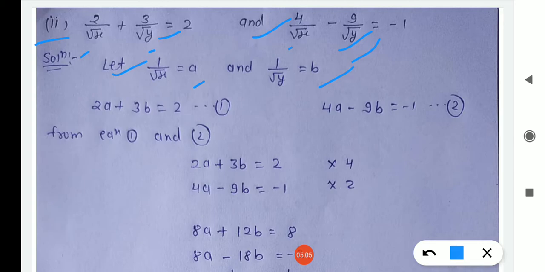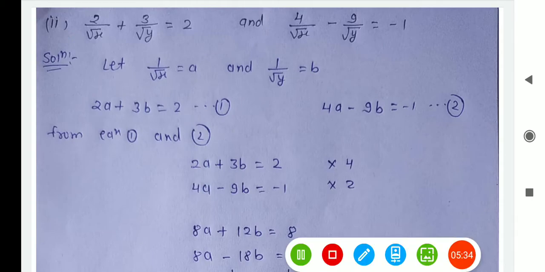Here simply 2 is in the numerator. So it becomes 2 into the value of 1 upon root x, which is a. So 2a plus 3 into the value of 1 upon root y, which is b. So 2a plus 3b equal to 2. This is our equation first. Similarly here 4 and the value of 1 upon root x is a, minus 9 into the value of 1 upon root y is b. So 4a minus 9b equal minus 1. This is our equation 2.